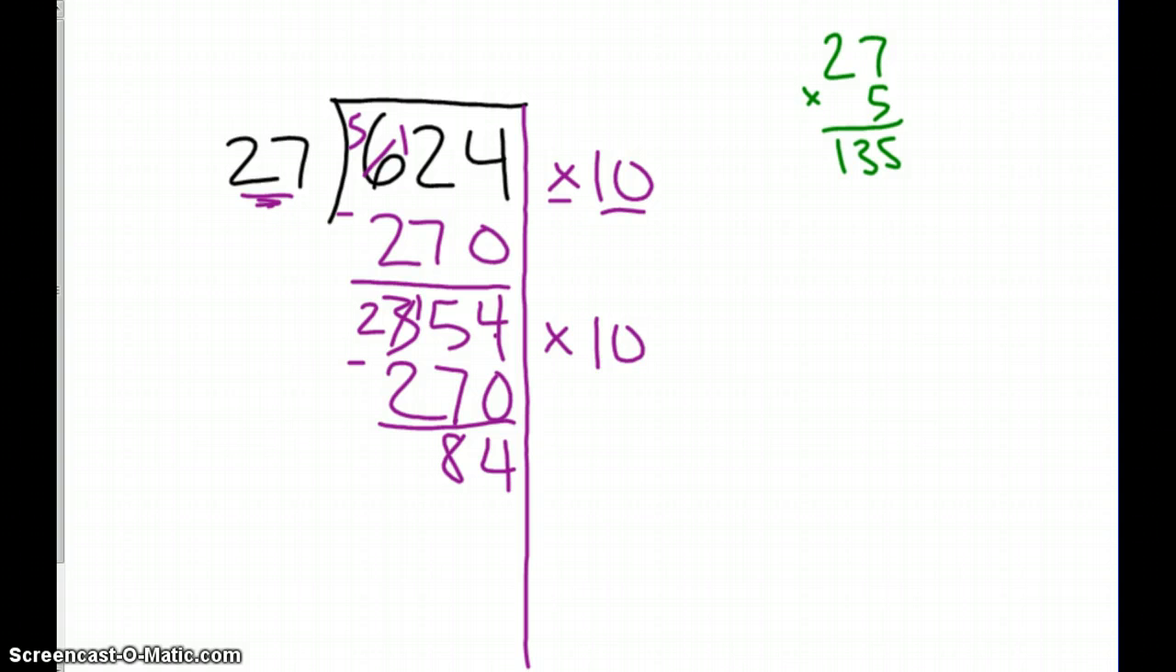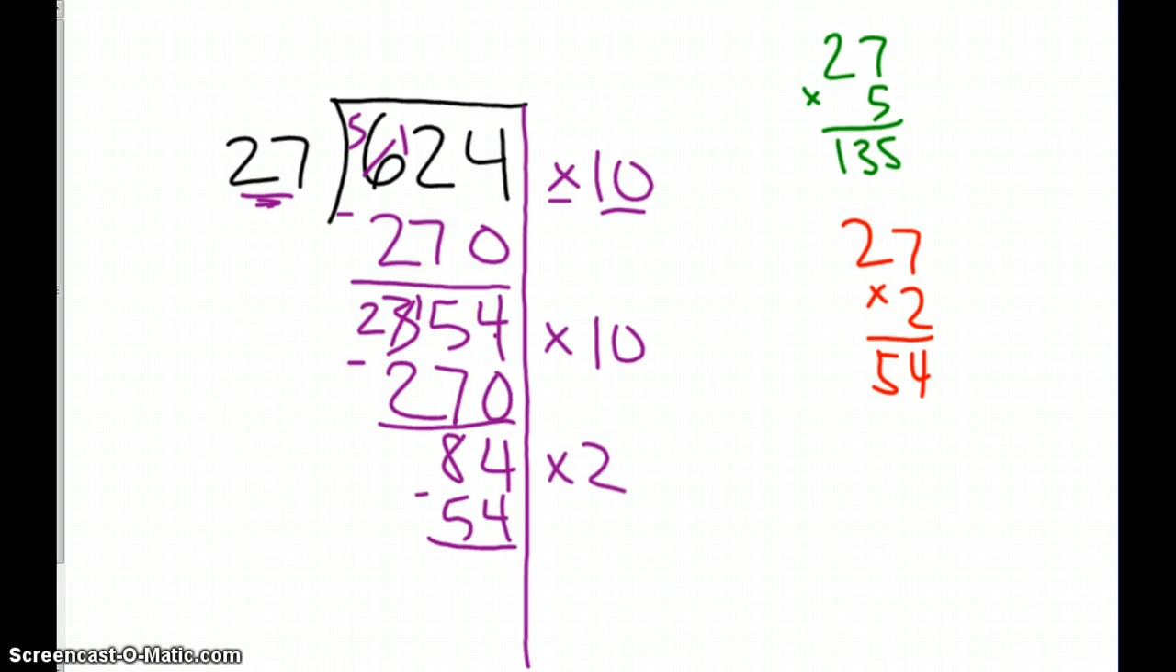And for me, an easy number is 2. So 27 times 2 is 54. I know that's going to work. So over here, I'm going to do times 2, 54. 84 minus 54 is 30. Okay, and I can go in one more time. 27 will go into 30 one time, so I put times 1, 27, I subtract, and I get 3.